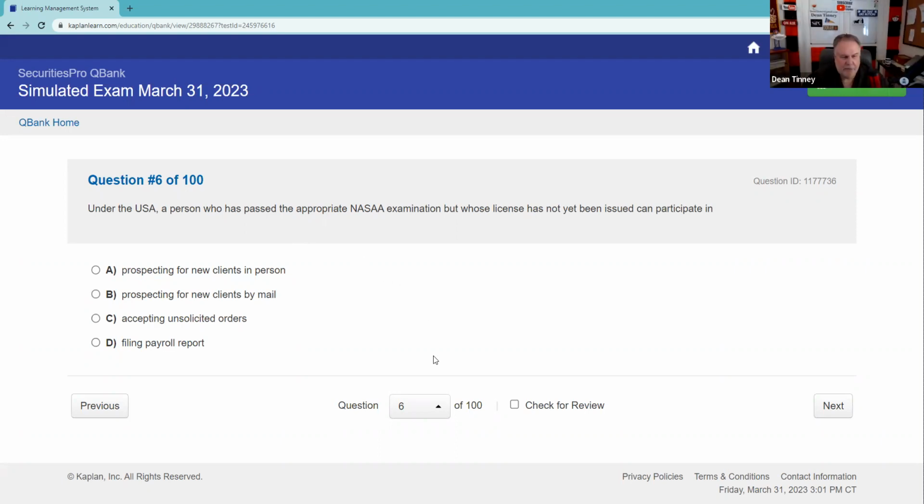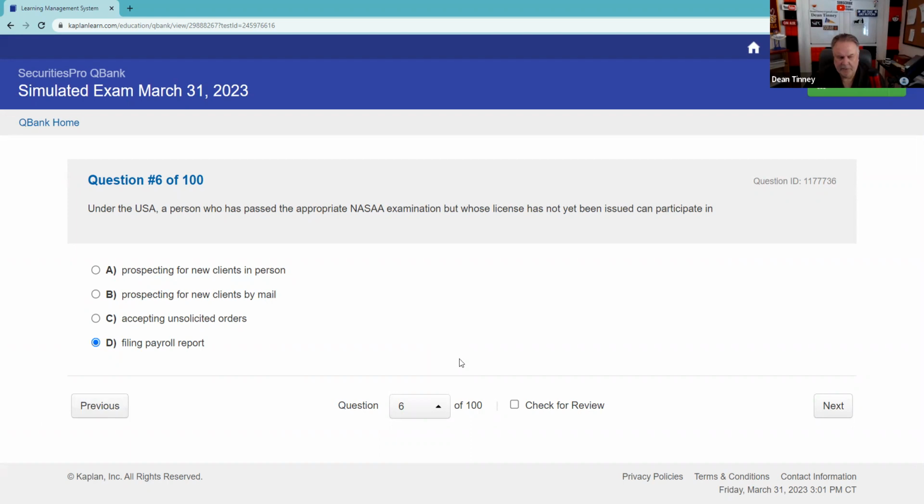Under the Uniform Securities Act, a person who has passed the appropriate NASAA exam, but whose license has not yet been issued. Hopefully compliance has made this clear to you that just because you pass the exam, we still have to wait, right? Can participate in prospecting for new clients in person, prospecting for new clients by mail, accepting unsolicited orders, filing payroll report. Well, D. Yeah, clerical, they love that clerical kind of question like this, right?